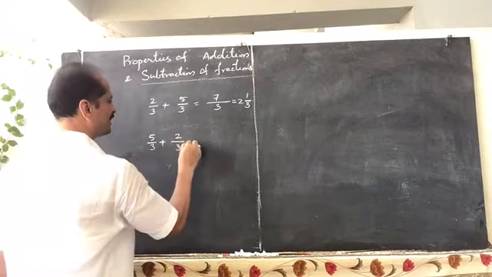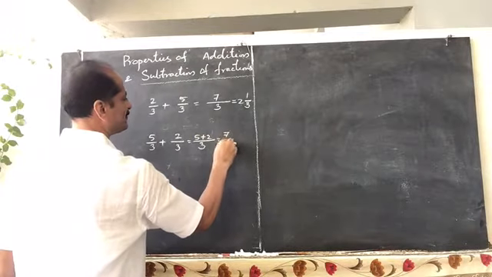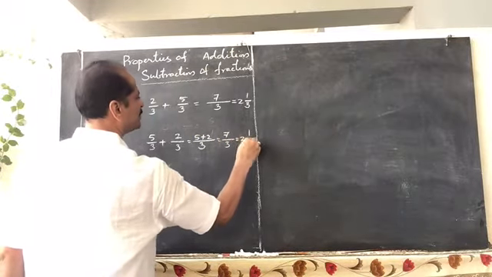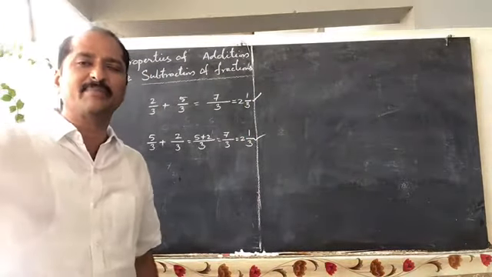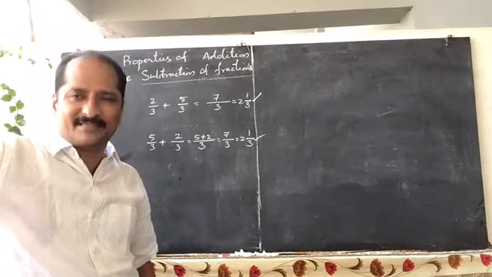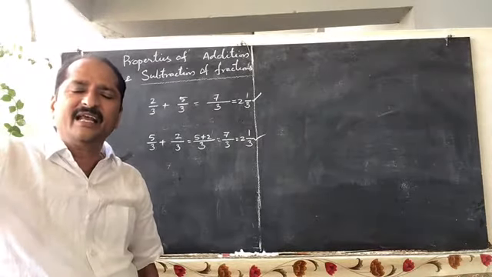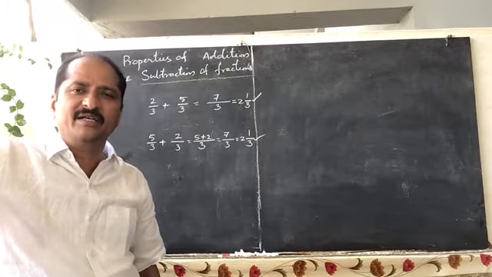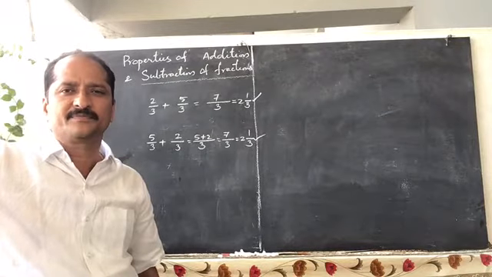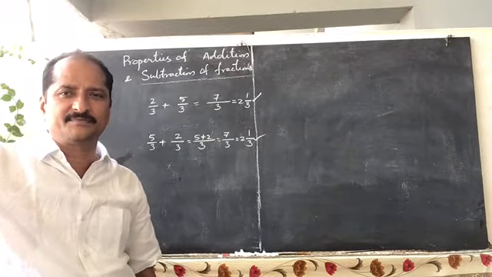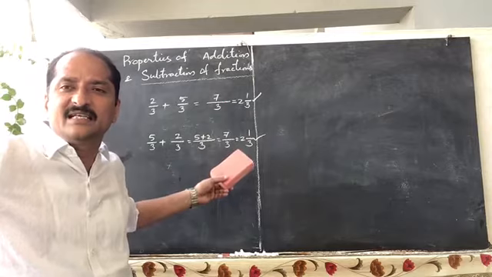Now coming to this one, here also common denominator 3, 5 plus 2 is equal to 7. So 7 by 3 is again equal to 2 1 by 3. So in these two additions, the sum is the same. 2 1 by 3 is the sum. That means if we add two fractions in any order, the sum remains the same. This is known as commutative property. Next, associative property is there. So commutative property for addition of fractions holds good.